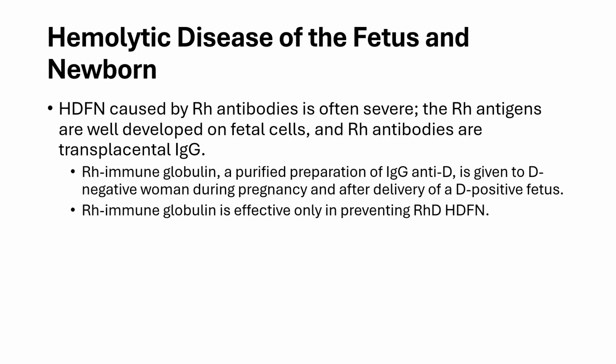RIG is only effective in preventing Rh positive related hemolytic disease of the fetus and newborn. It does not prevent alloimmunization to other Rh antigens or non-Rh antigens. The use of RIG has dramatically reduced the incidence of RhD alloimmunization and Rh hemolytic disease of the fetus and newborn.